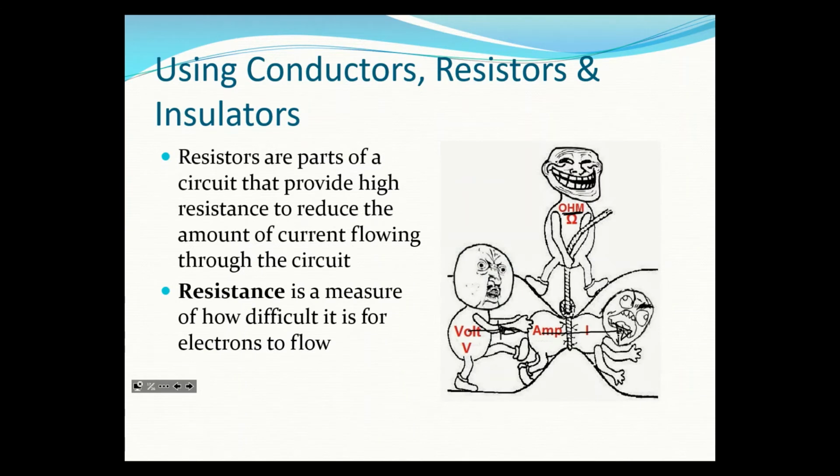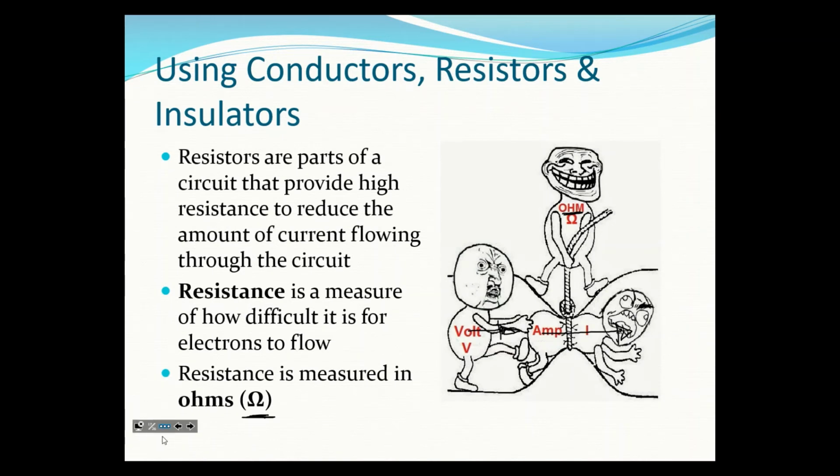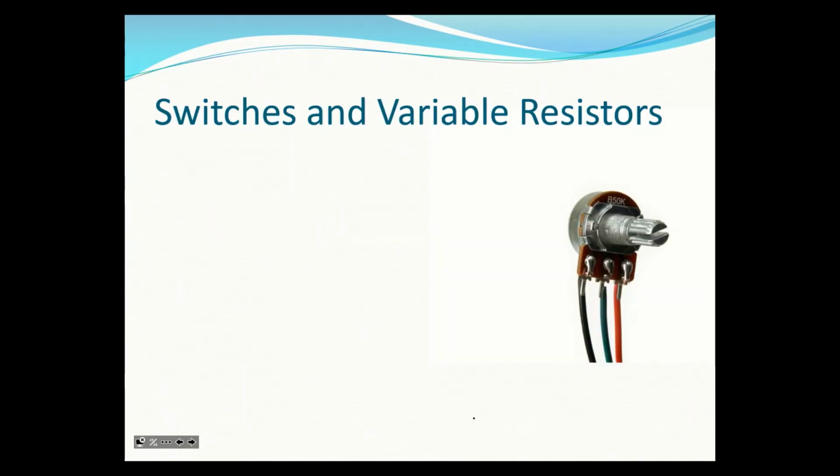So resistance is a measure of how difficult it is for electrons to flow, and resistance is measured in ohms, which has this symbol here, which looks like a Lululemon symbol. It's omega. It's a Greek letter. Yeah, so that's how we write resistance.